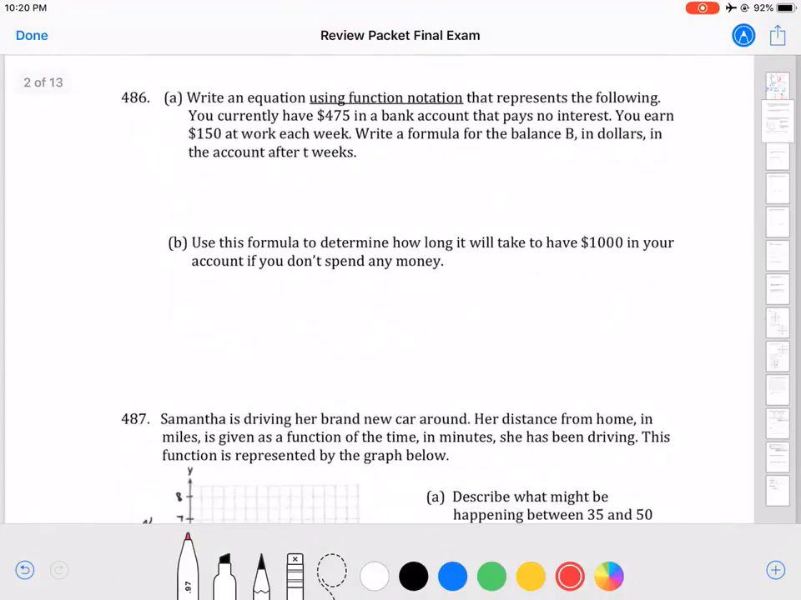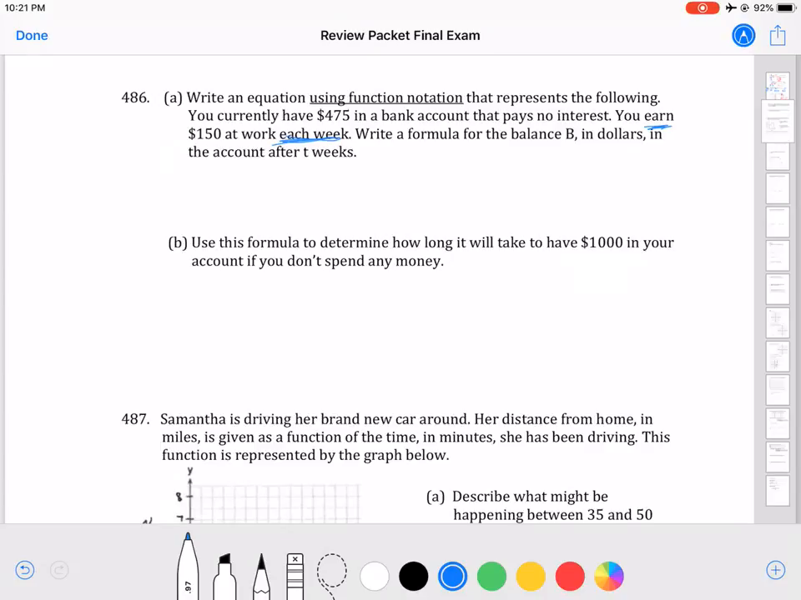Moving on to 486. So 486 says, write an equation using function notation that represents the following. You currently have $475 in a bank account that pays no interest. So I'm starting with that much money. You then earn $150 at work each week. So that number is going to change depending on the number of weeks we are talking about.